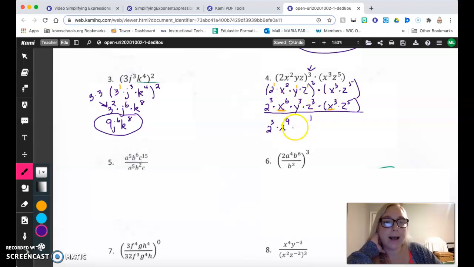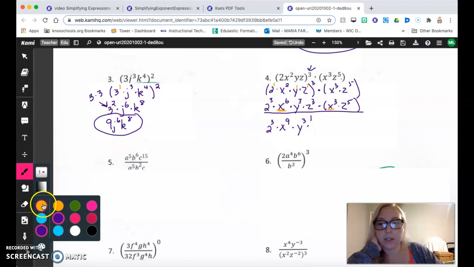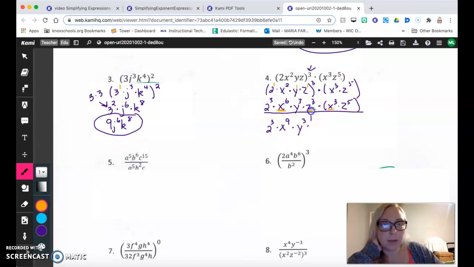We do not have another y to multiply with a different y, so we're going to just drop that down, y to the third still. But we do have two z's being multiplied together, one here, one here. So we keep our base, and we add those exponents. 3 plus 5 is 8.